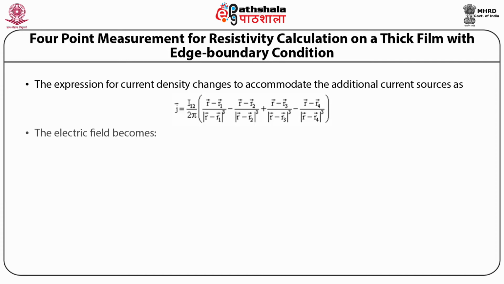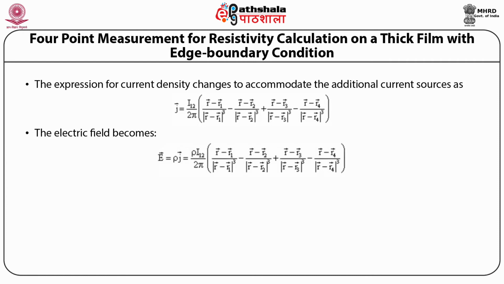The electric field becomes E vector equals rho J vector equals rho I12 divided by 2 pi into (r vector minus r1 vector divided by mod of r vector minus r1 vector cubed, minus r vector minus r2 vector divided by mod of r vector minus r2 vector cubed, plus r vector minus r3 vector divided by mod of r vector minus r3 vector cubed, minus r vector minus r4 vector divided by mod of r vector minus r4 vector cubed).